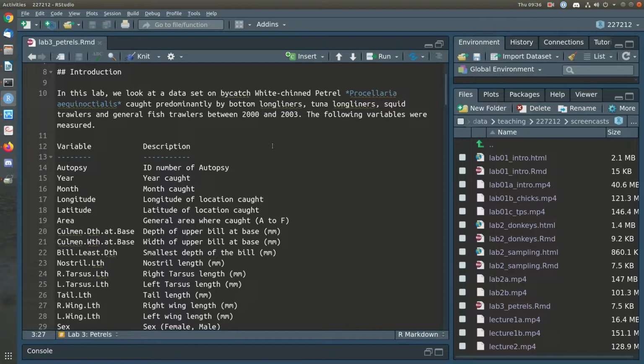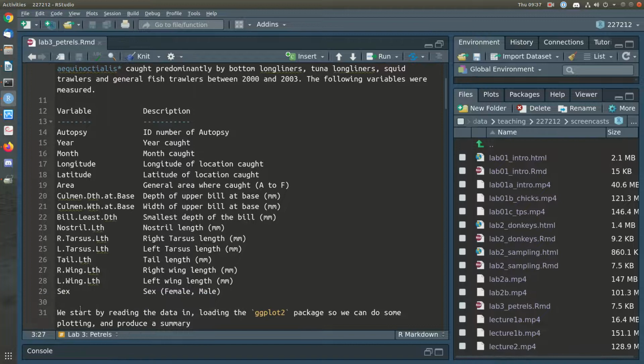Okay, so in this lab we're looking at a data set on petrels, so white-chinned petrels, which of course are a bird that were caught by fishing vessels essentially between 2000 and 2003 off the coast of New Zealand, or in some cases quite far off the coast.